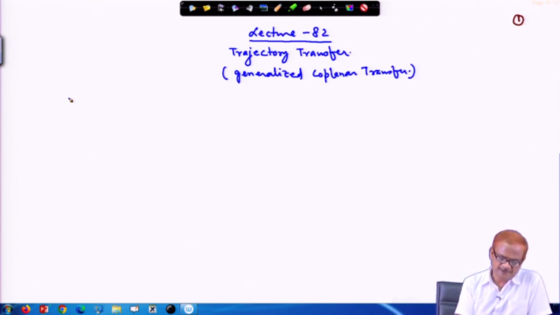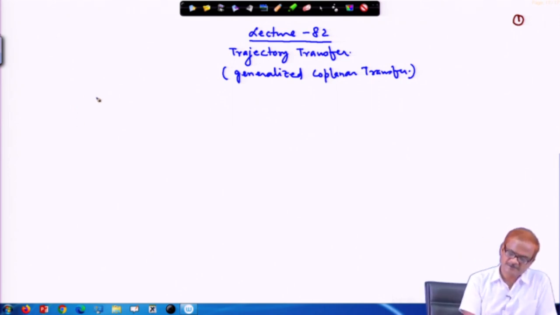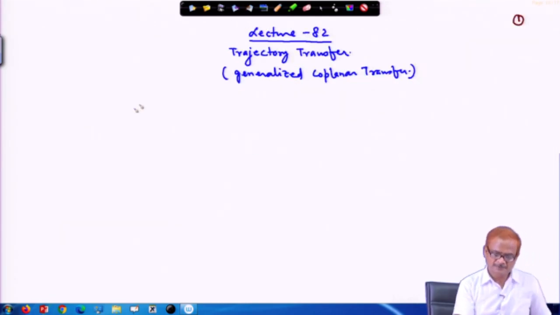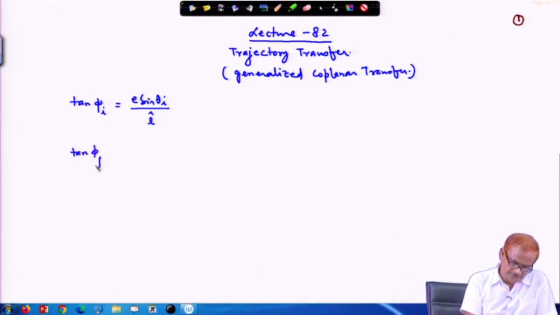If it is a circular orbit, you can measure from any reference line, but if it is an elliptic orbit, then we have to measure it from the proper reference line, which in this case is the periapsis. So, we have defined tan phi I, this we have got as E sin theta I divided by L cap, and tan phi f.